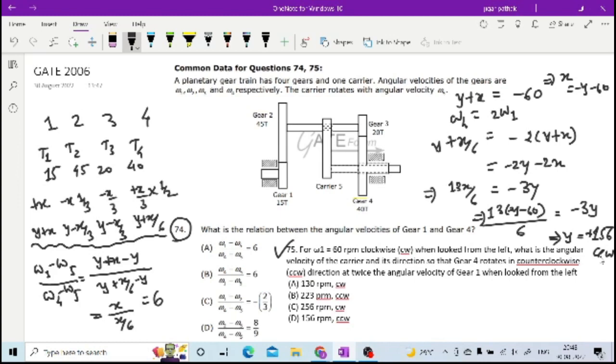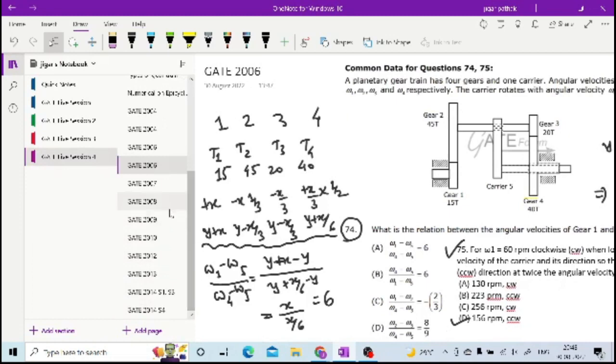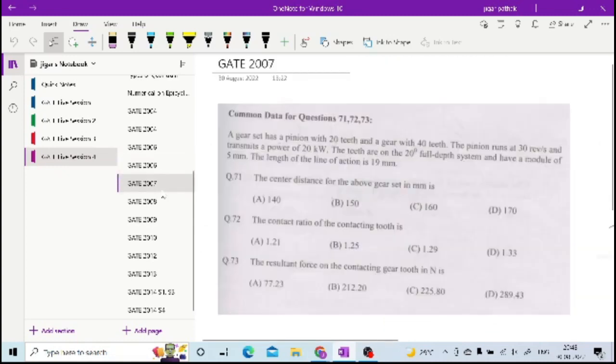So can you see this one, everyone? Yes, sir, but it's coming minus 156. I don't know, you may have missed this notation, right? Check that, otherwise we will see. Okay, now let us go to the next one.